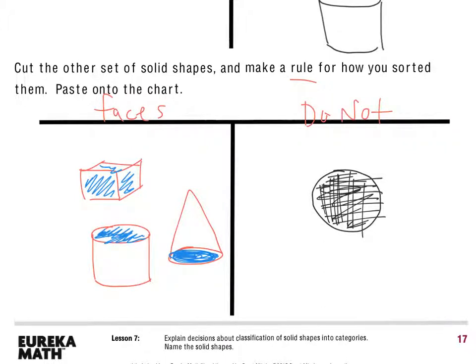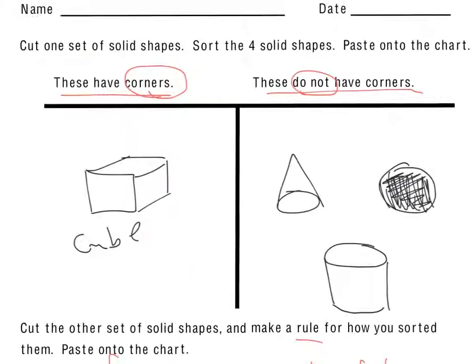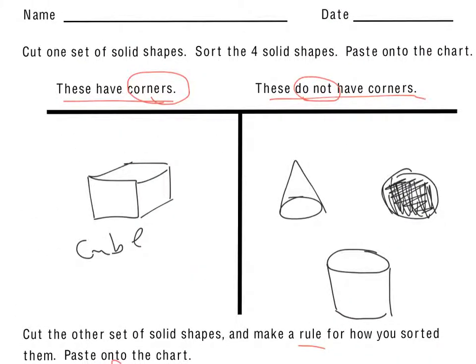So looking back at the homework, my rule is whether it has faces or does not. And up above, I had to classify them with corners and with no corners.